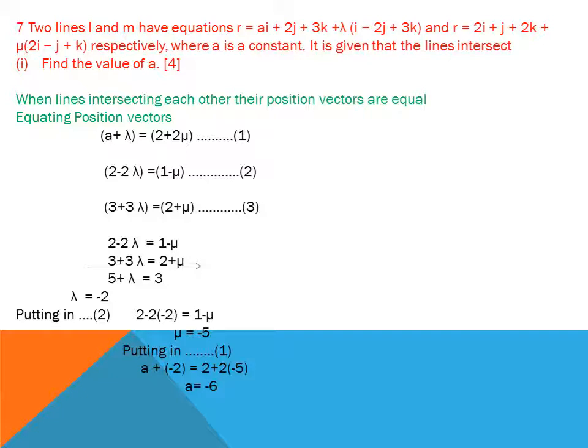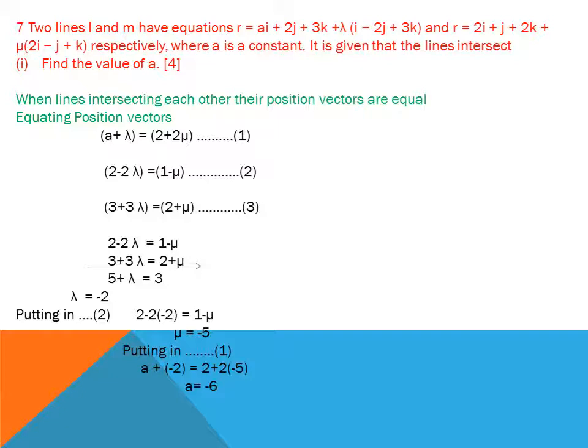First I find the position vector of line L, which is a plus lambda, 2 minus 2 lambda, 3 plus 3 lambda. a plus lambda is related to the x coordinate, 2 minus 2 lambda is related to the y coordinate, and 3 plus 3 lambda is related to the z coordinate. Because a plus lambda is i, 2 minus 2 lambda is j, and 3 plus 3 lambda is k. i is related to the x coordinate, j is related to the y coordinate, and k is related to the z coordinate.